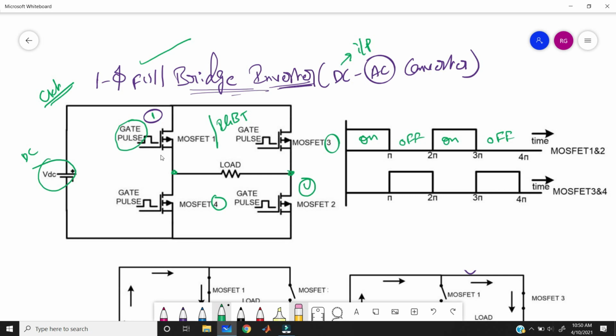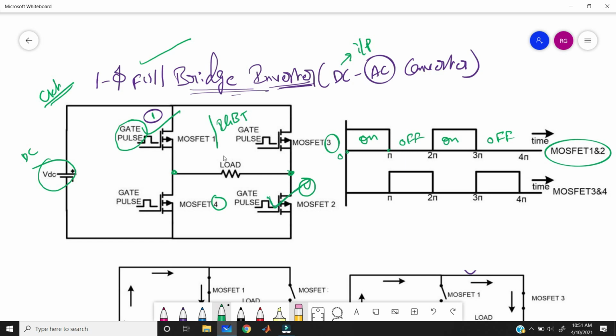Here the operation of any converter, like rectifier, DC to DC converter, inverter, cycle converters, anything, mainly depends on the switching on and off conditions only. Here I am taking two possible switching conditions. The first one is from 0 to pi. I need to turn on MOSFET 1 and 2, right? So here I turn on this switch and then this one.